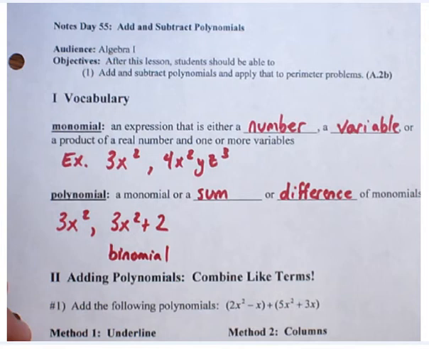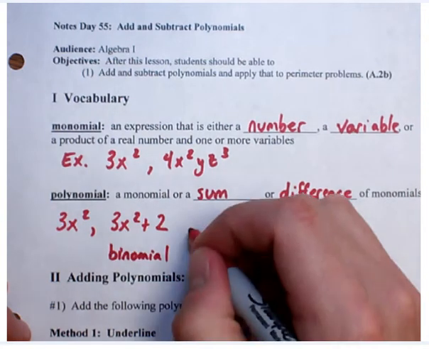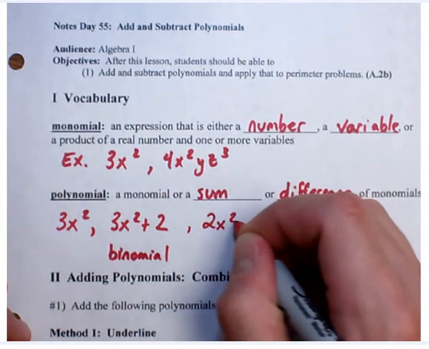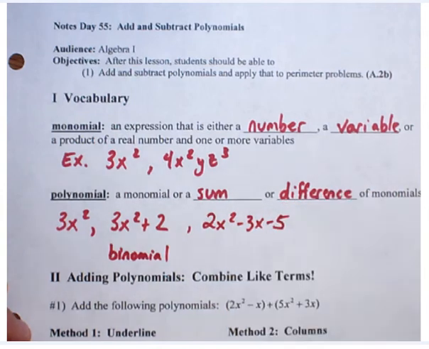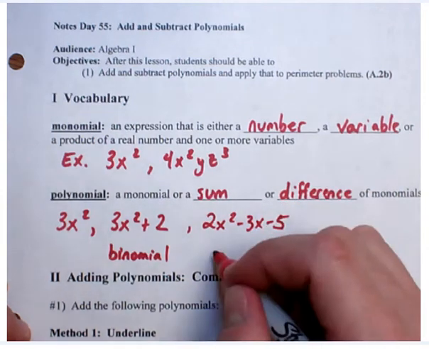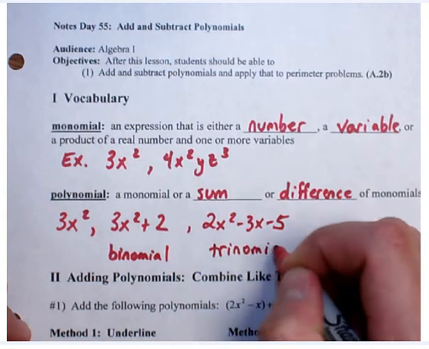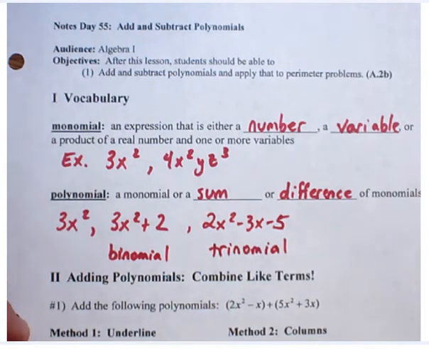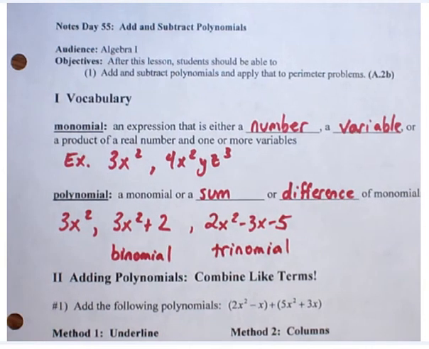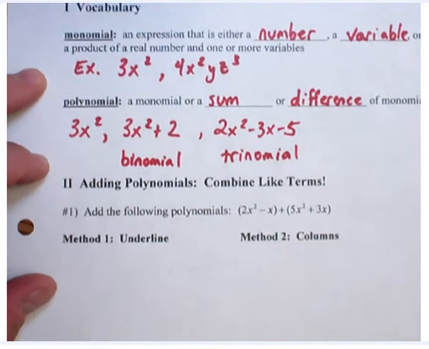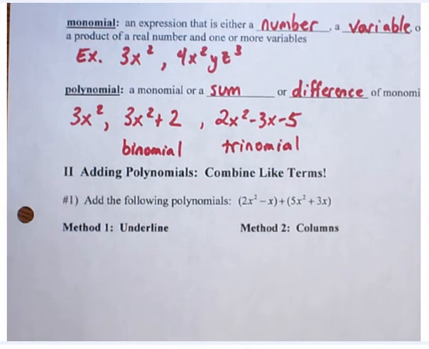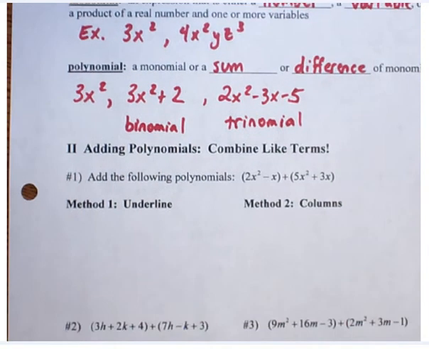Bi is 2, like a bicycle is 2 wheels. If we said 2x squared minus 3x minus 5, that's 3 terms. That's what we call a trinomial. And we could keep going. So these are all examples of polynomials. Now, what we're going to do today is talk about addition and subtraction of polynomials. And then in a couple of classes, we'll talk about what happens when you multiply them together. So this is kind of a review because we've already talked about combining like terms. We actually did this in the first week of the first semester.